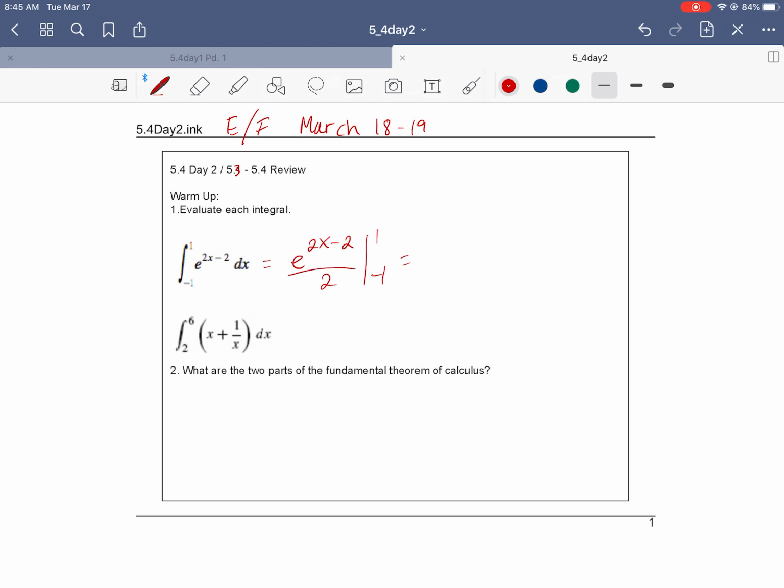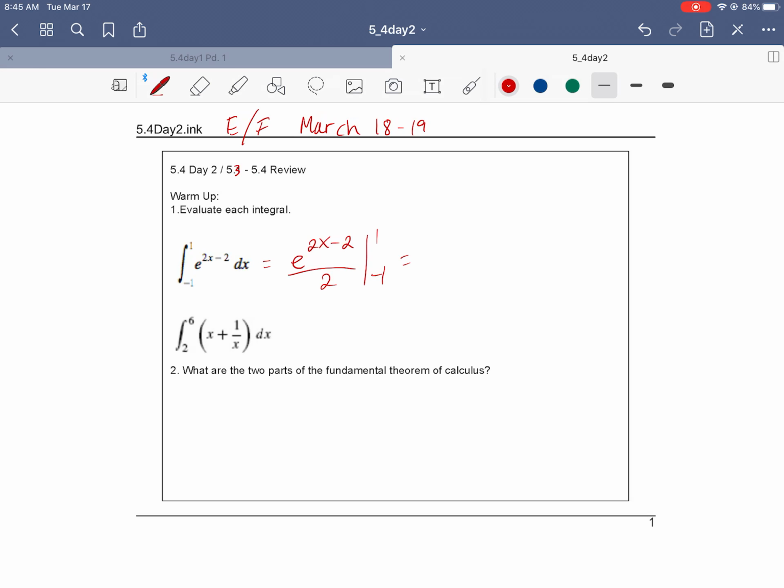6 squared, 36. Divided by 2 is 18. So we're going to have an 18 minus 2 squared is 4. 4 over 2 is 2. So our constant term will be 16 plus ln 6 minus ln 2. This answer is totally fine. If you remember properties of logs separated with subtraction, we can condense those with division. So this is equivalent to ln of 6 divided by 2, or ln of 3. Both answers are fine.